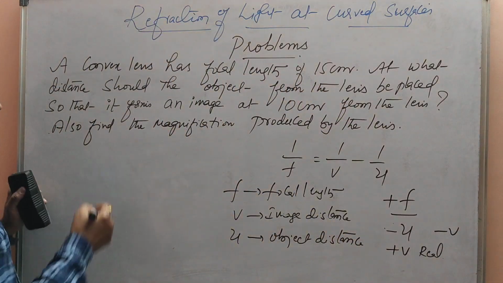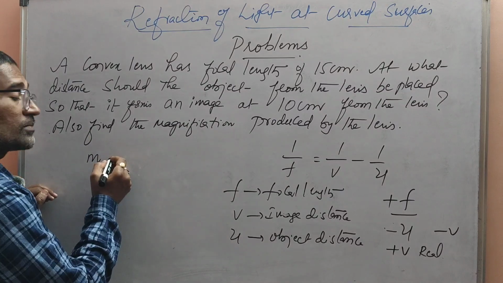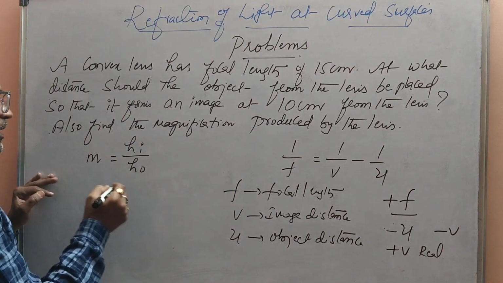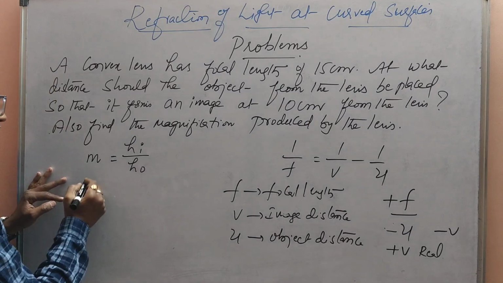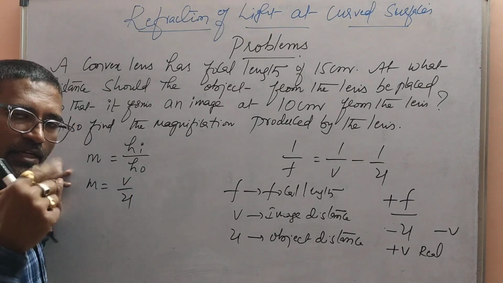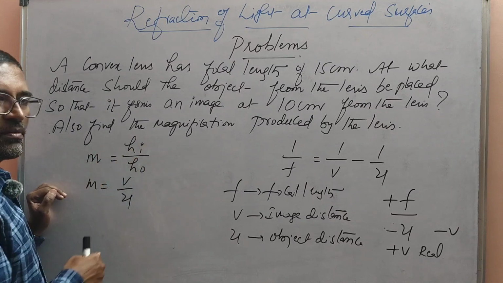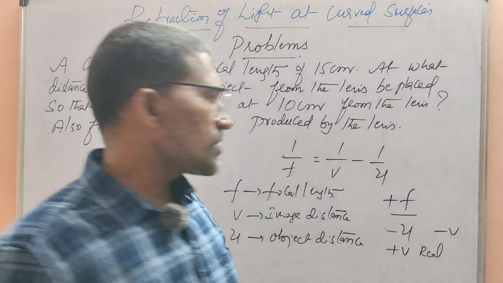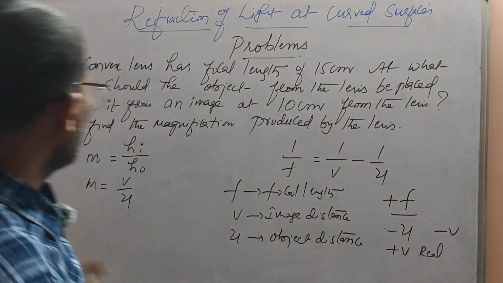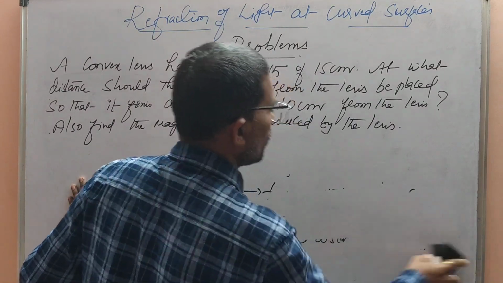Understood? Now, one more formula, that is magnification. The formula for finding the magnification in terms of lenses is m is equal to height of the image by height of the object, and in terms of distances, the formula is m is equal to v by u. In mirrors, we saw minus v by u. Here in case of lenses, it is only v by u. Hi means height of the image, ho means height of the object. So, by using these two formulae, we can complete the problem.